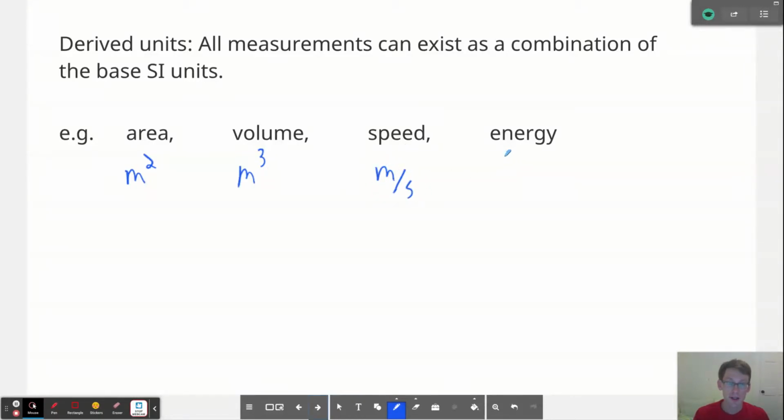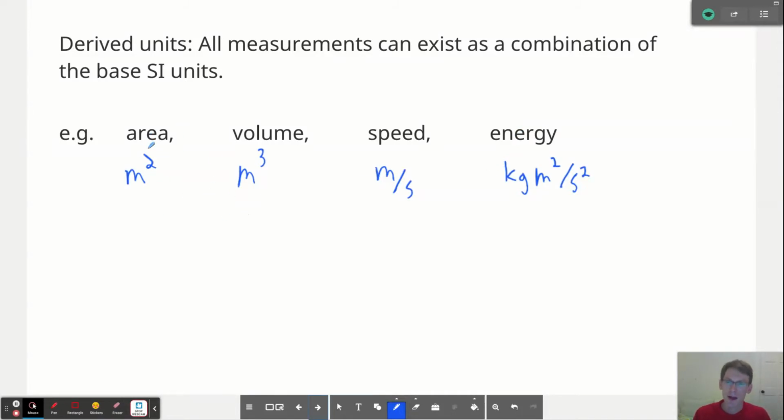And for energy, we have something called the joule, which is actually an abbreviation for kilograms times meters squared over seconds squared. Pretty strange, that one. I'll leave that for physics. Oddly enough, it is energy.